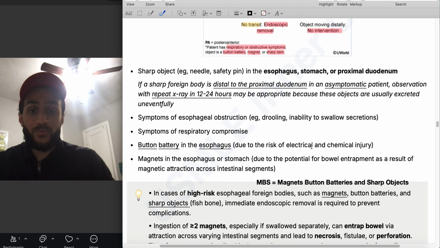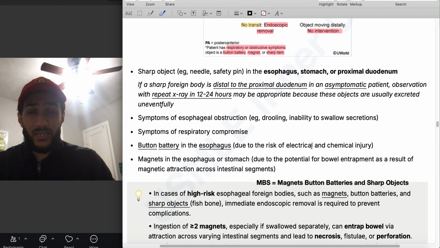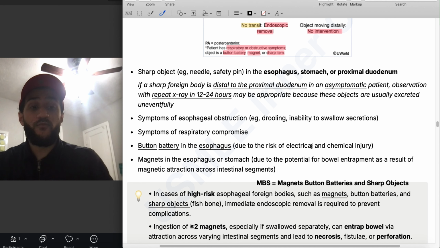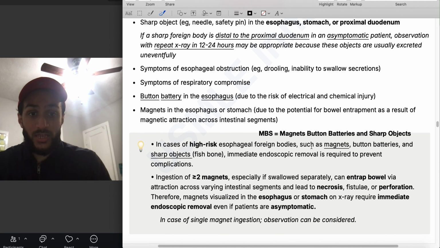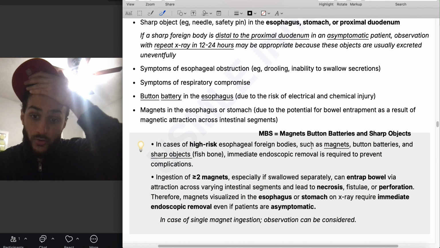Symptoms of respiratory compromise. Button batteries in the esophagus, due to the risk of electrical and chemical injury. Magnets in the esophagus or stomach, due to the potential of bowel entrapment or as a result of magnetic attraction across intestinal segments. In case of high risk esophageal foreign bodies, for example magnets, button batteries, and sharp objects such as a fishbone, immediate endoscopic removal is required to prevent ingestion of more than two magnets, especially if swallowed separately or trapped in bowel via attraction across various segments. This can lead to necrosis, fistulas, and perforations.